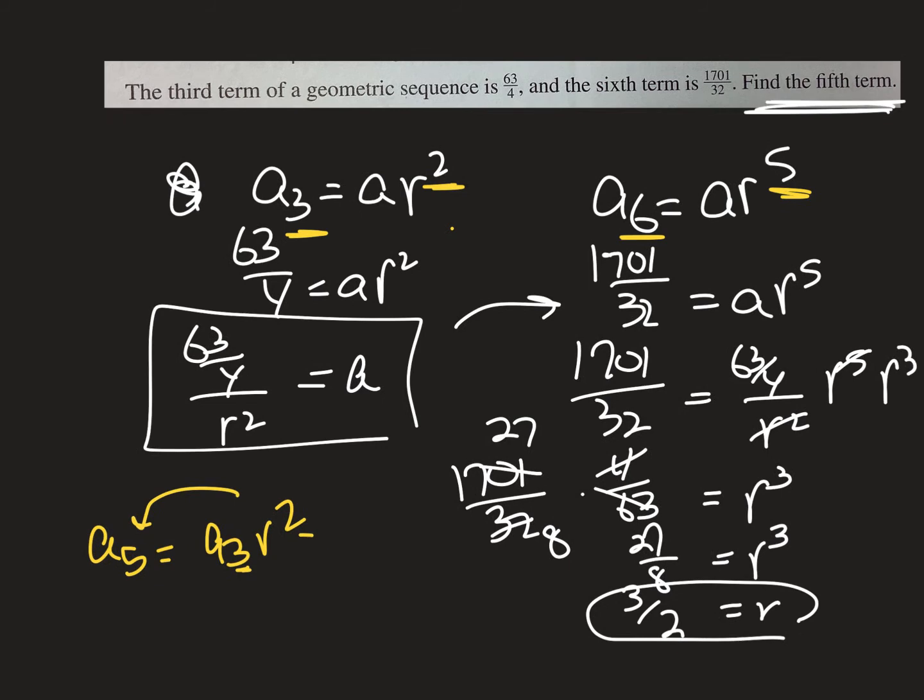So here it goes. The 5th term is going to be the 3rd term, which was 63 over 4, times R squared. R is 3/2, and I'm going to square it. So I'm just going to punch that directly in my calculator: 63/4 times 3/2 squared, and hit math frac. I want a fraction answer if it would give it to me. And it does. It gives me 567 over 16.